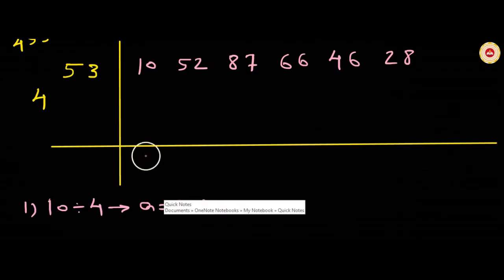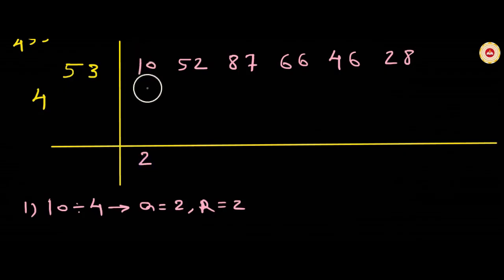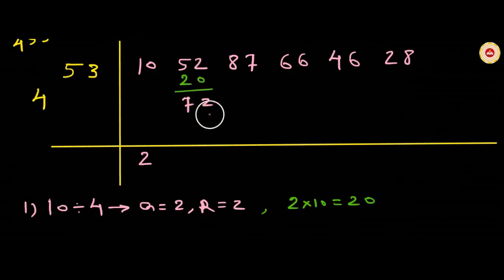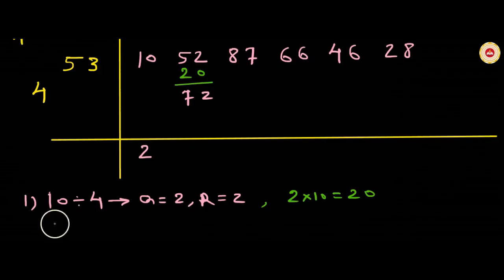So write quotient 2 below the first part 10 and write the remainder. How to write the remainder? Multiply 2 by 10, you get 20, and write 20 below the next part, which is 52, and add, 72. This 72 is the gross dividend. Yes, 72 is the gross dividend.